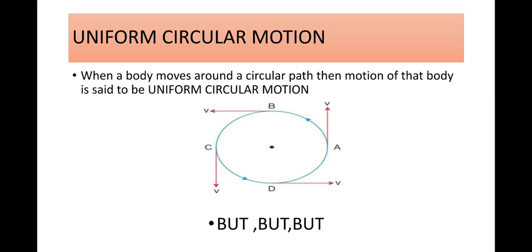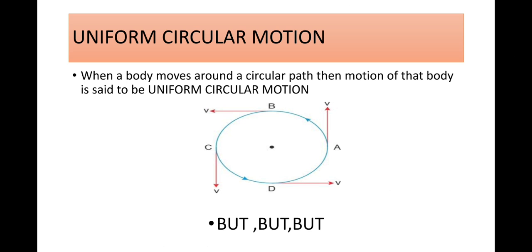Next comes uniform circular motion. When a body moves around a circular path, then the motion of that body is said to be uniform circular motion. I need to add something to this. Sorry guys, when a body moves around a circular path with uniform speed, keep in mind, uniform speed, then it is a uniform circular motion.